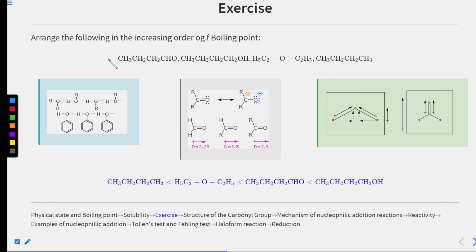So this is our exercise. We have an aldehyde here. So this is the aldehyde. We have an alcohol here. Then this is the ether and a normal alkane. Now how would you see all of these?